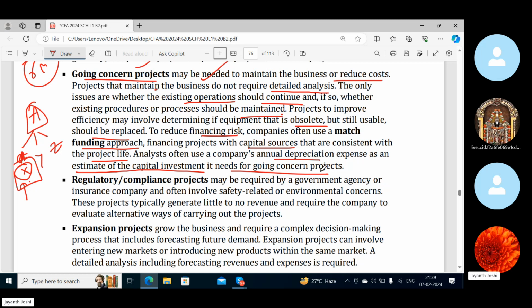So what are they saying? Match funding. That means whatever funding you are going to do in your business, you're going to match that funding, or let's say, the matching concept, right? You're matching your expenses with the incomes, right? So what they are doing, they are funding or investing money in the project.